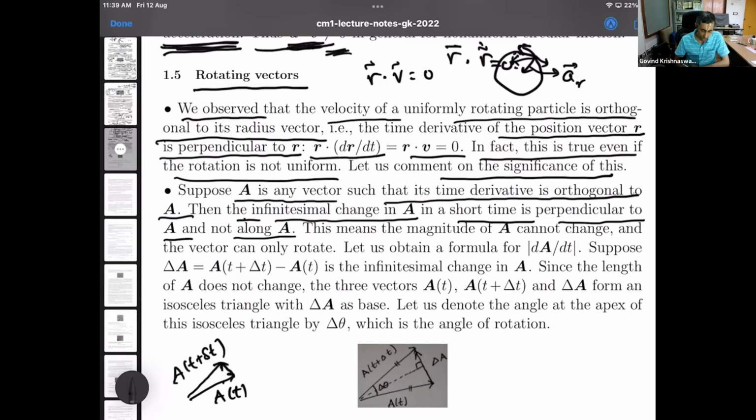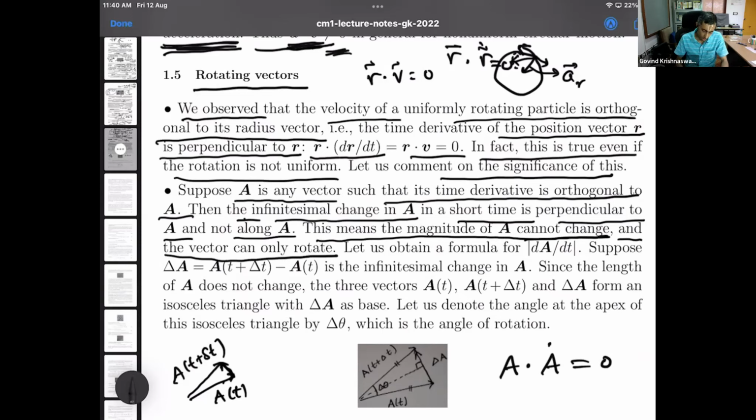if A dot is perpendicular to A, then in a small instant of time, A will move tangentially, not radially, and therefore the length of the vector A cannot change if this property holds. This means the magnitude of A cannot change. If A scalar product A dot is 0, then the magnitude of A cannot change. In other words, such a vector, if it cannot change its magnitude, can only rotate. That's the only other option.